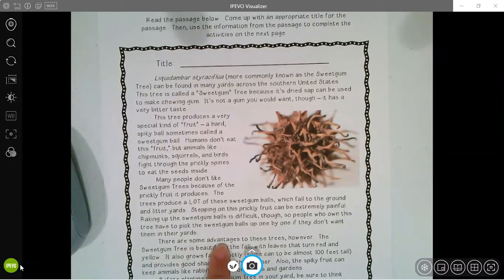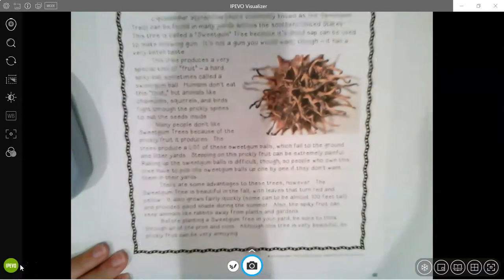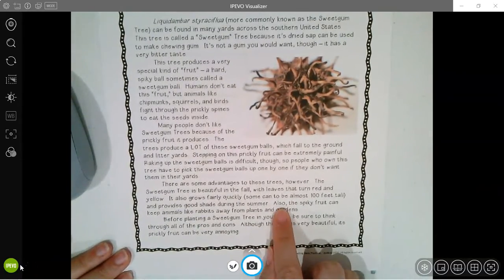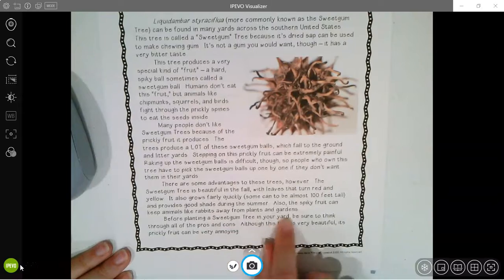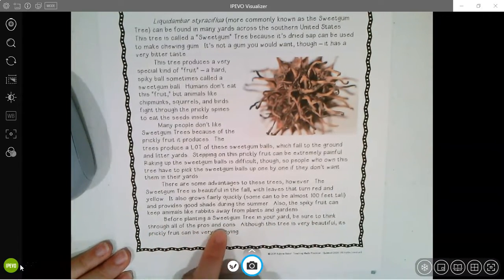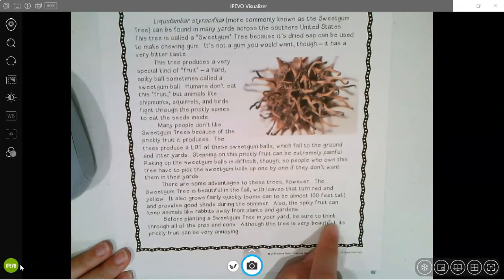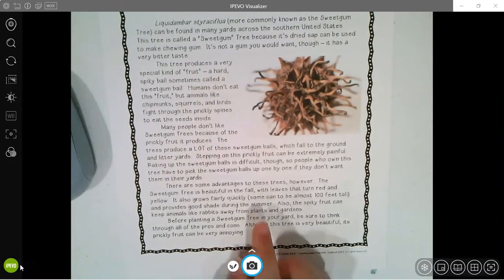There are some advantages to these trees, however. The sweet gum tree is beautiful in the fall, with leaves that turn red and yellow. It also grows fairly quickly. Some can be almost 100 feet tall and produce good shade during the summer. Also, the spiky fruit can keep animals like rabbits away from plants and gardens. Before planting a sweet gum tree in your yard, be sure to think through all of the pros and cons. Though this tree is very beautiful, its prickly fruit can be very annoying.